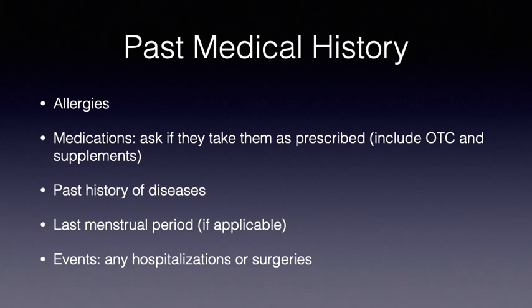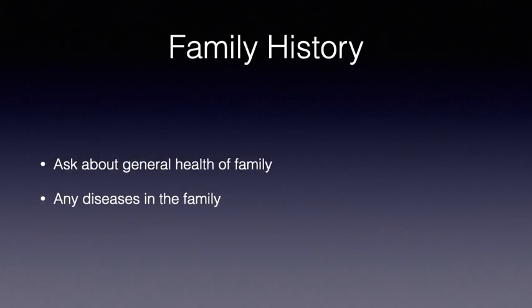Also, their past history of diseases, their last menstrual period, if applicable, and then any hospitalizations or surgeries they've had. And then on to family history, you can ask about the general health of their family and if there's any diseases that run in the family.